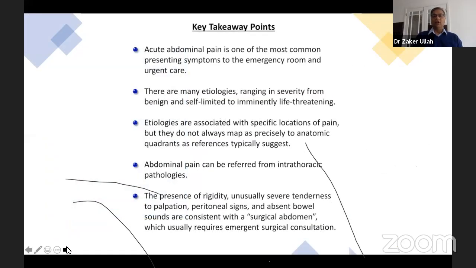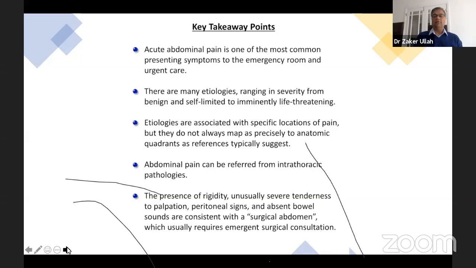So key points to take home. Acute abdominal pain is one of the most common presenting symptoms to the emergency department. There are many etiologies, ranging from benign or self-limiting to immediately life-threatening, as I mentioned before as well. So please always remember, etiology is associated with specific location of the pain, but they are not always precisely anatomical. So maybe somebody has left iliac fossa pain, or maybe right iliac fossa pain, it's not appendicitis. It could be diverticular perforation or diverticulitis.